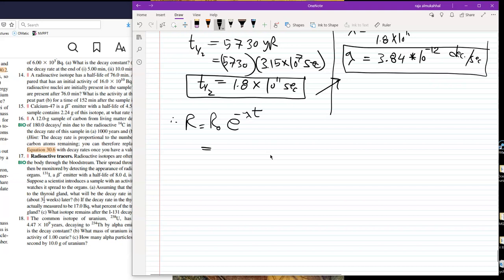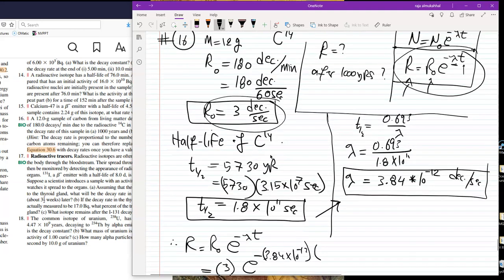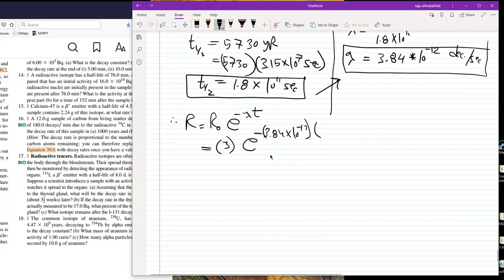So R naught is 3, right? 3 decays per second. E to the minus lambda is 3.84 times 10 to the negative 12. Multiply this by the time, which is, he said, after 1,000 years. Is that right? He said after 1,000 years. So you just take 1,000 years, convert it to seconds, right? I can do it in my head. So that would be 3.15 times 10 to the 10, correct? Make sense? And then you just plug it in.